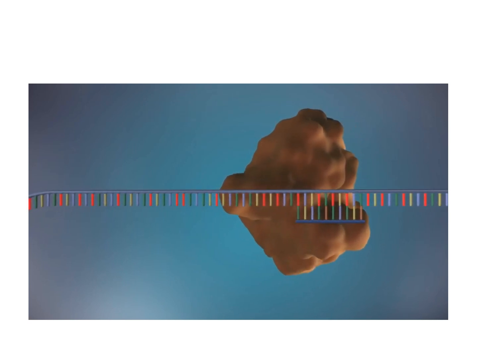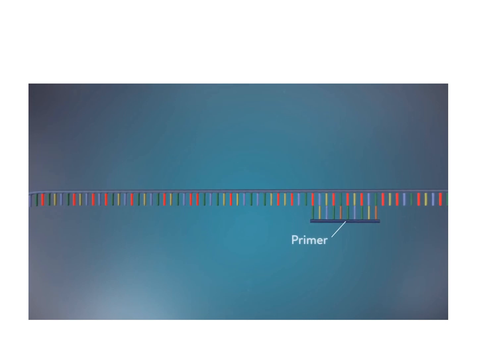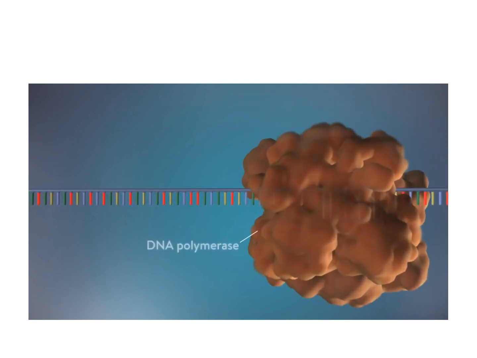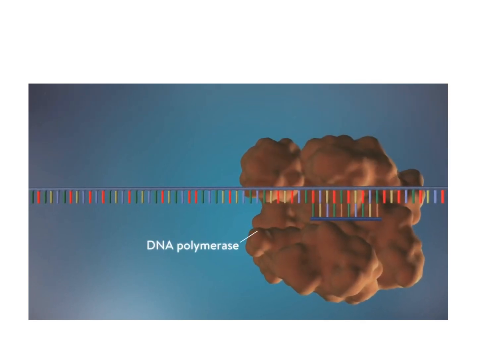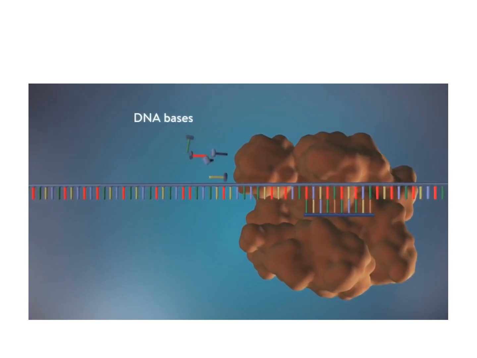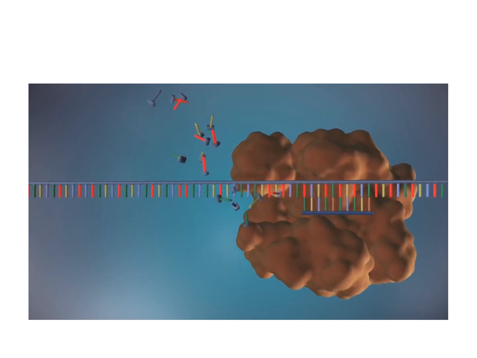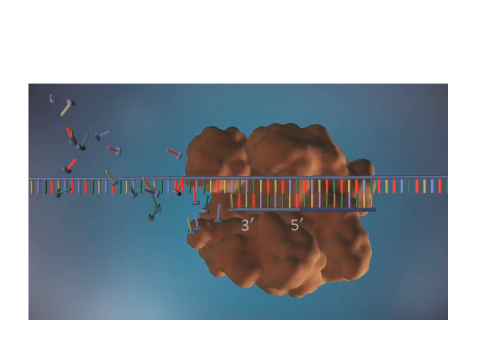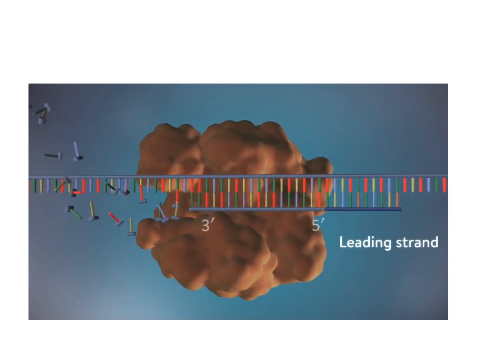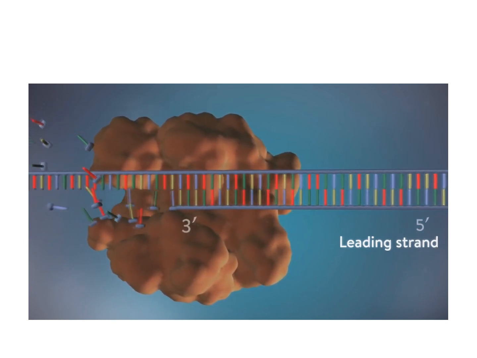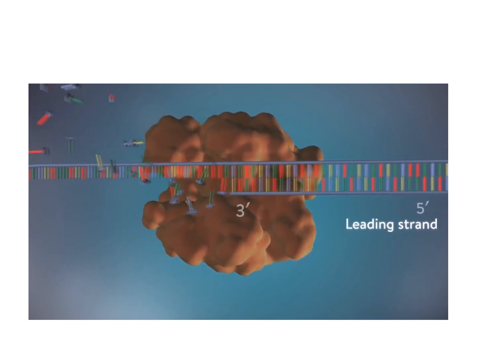This enzyme makes a small piece of RNA called a primer. This marks the starting point for the construction of the new strand of DNA. An enzyme called DNA polymerase binds to the primer and will make the new strand of DNA. DNA polymerase can only add DNA bases in one direction, from the 5' end to the 3' end. One of the new strands of DNA, the leading strand, is made continuously, the DNA polymerase adding bases one by one in the 5' to 3' direction.